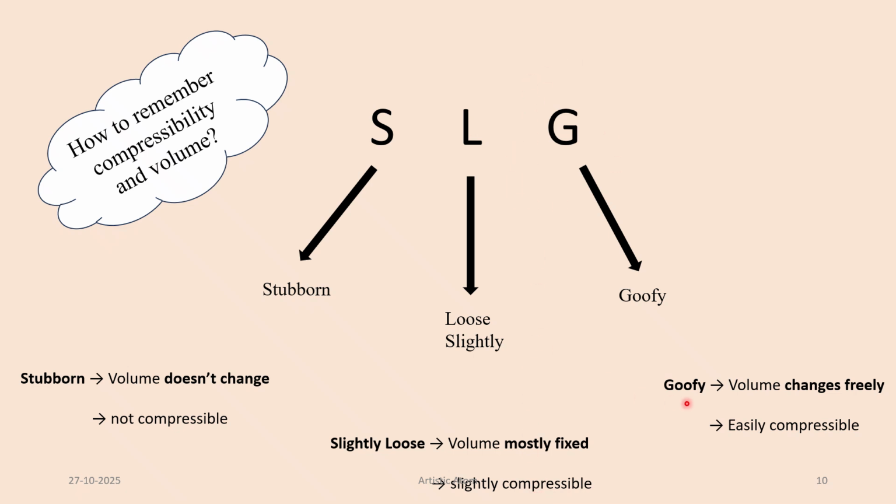And gases, they are good, like they have their own fun and they can move anywhere. This means the volume easily changes, and also they can easily be compressed. So this is how you can remember the property of compressibility and volume for all these three states.